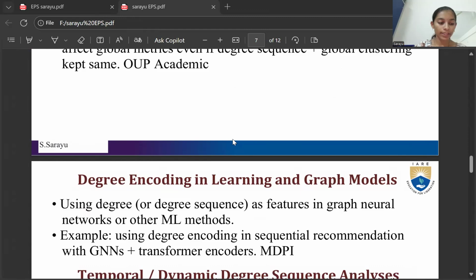Key aspects of degree sequence analysis. Here are some of the main ideas and concepts that researchers study around degree sequences.